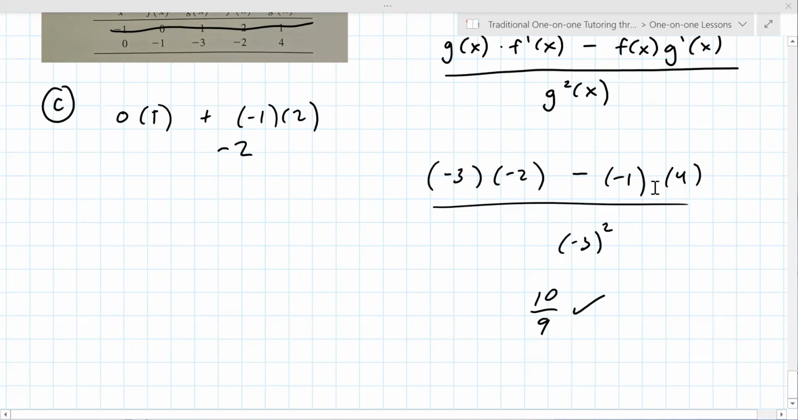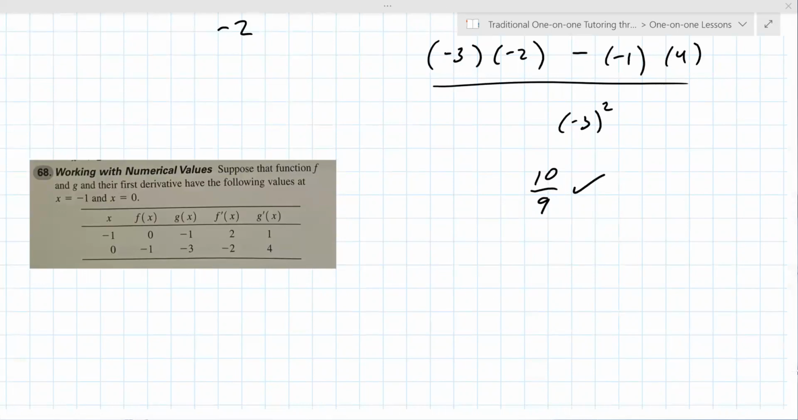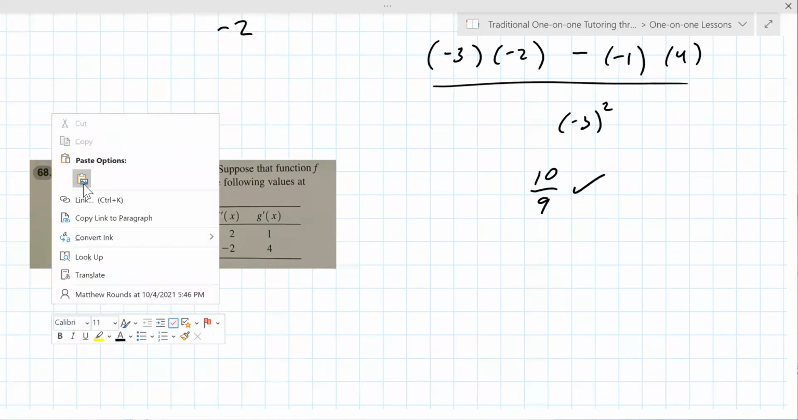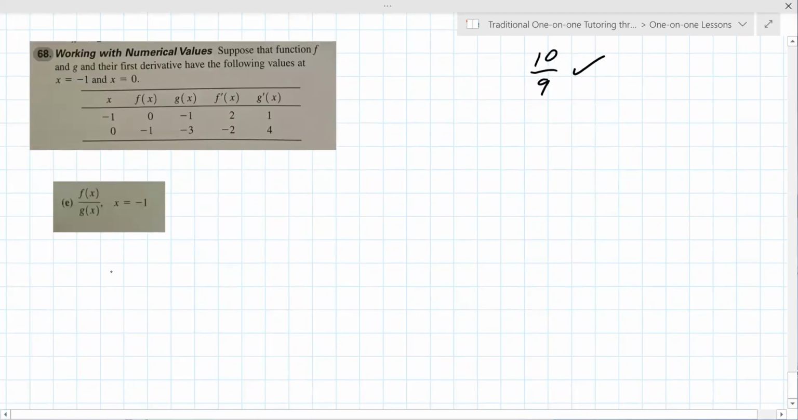Okay. And then part E is going to be a repeat, but at the other x value. So let me get that snipped in here. Where did it go? Sorry, I'm clicking around here. There it is. Then we have -1 times 2 minus 1 times 0, right? So the bottom -1 times 2 minus 0 times 1, over -1 squared.